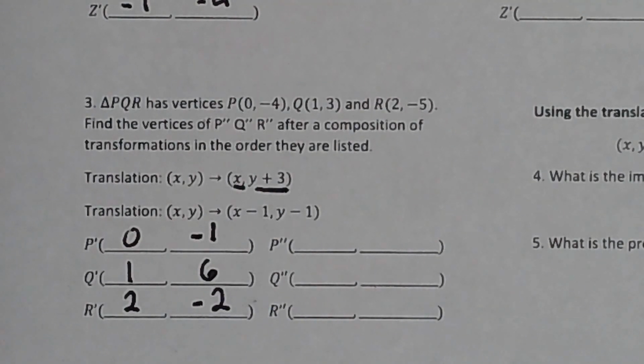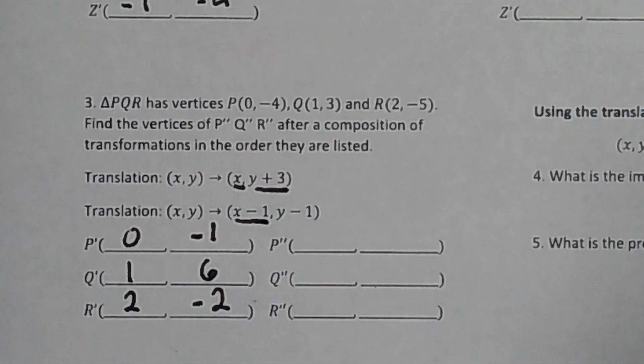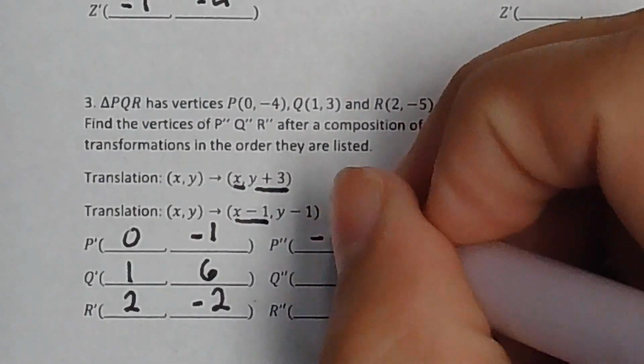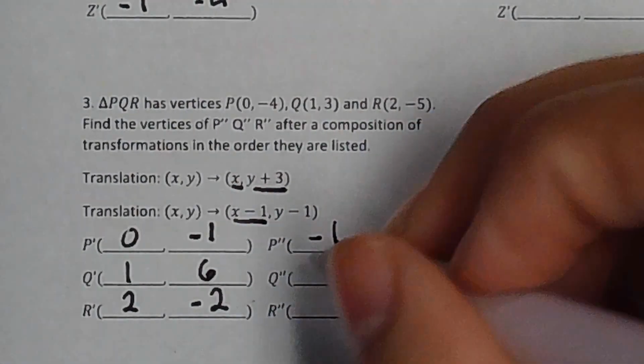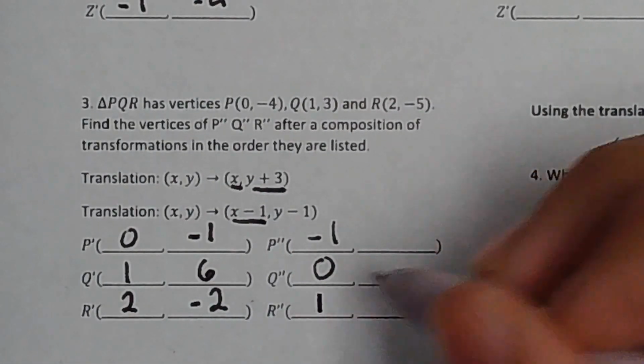After that, you're going to do your second one, because it's literally the next one there. For my x's, I'm going to subtract 1. Since this is my second transformation, I have to do it to the one that I just did, which is these numbers right here. So I'm going to have 0 minus 1, which is negative 1. 1 minus 1, which is 0. And 2 minus 1, which is positive 1.